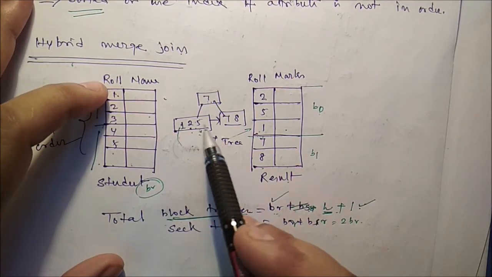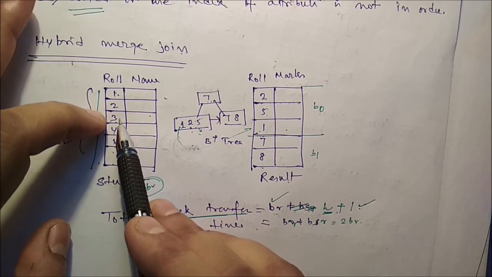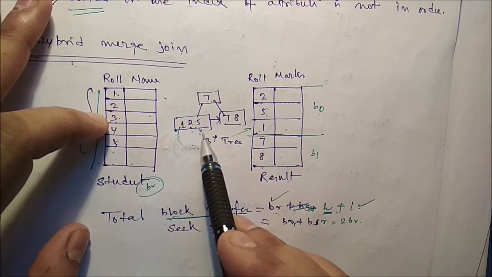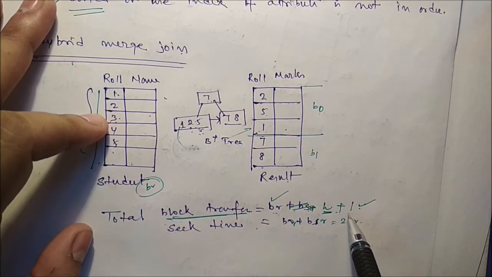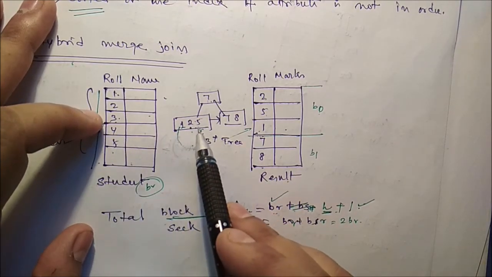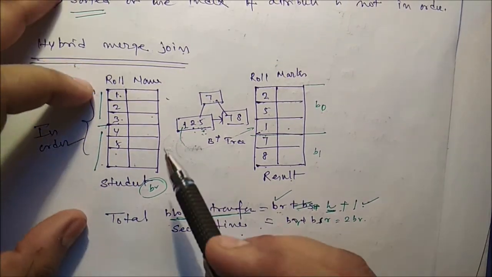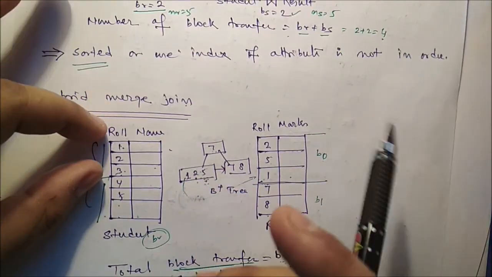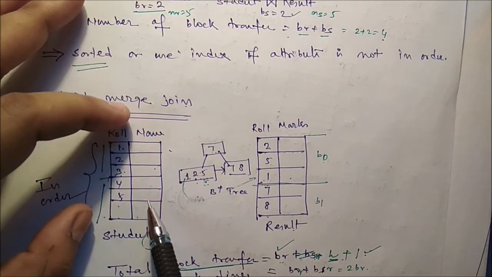But if the record is not present, suppose roll number 3 is not present here, then we need H, but I don't require the plus 1 seek, because roll number 3 is not there and we have to terminate. Are you getting this? And seek time: every time we have to identify where this block is, so we need BR seeks. Are you getting this?